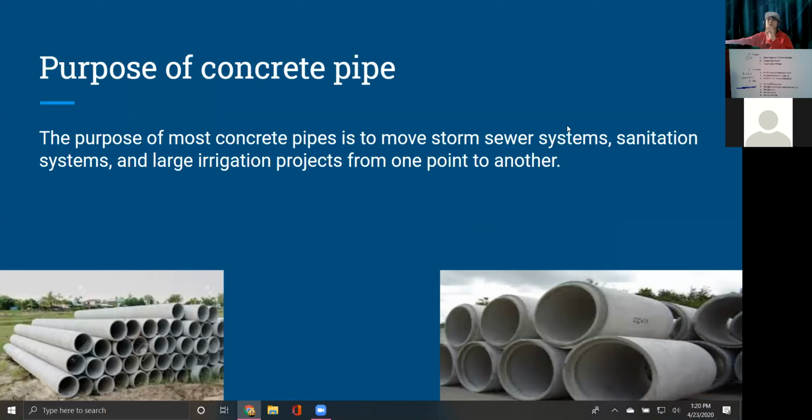Purpose of concrete piping. The purpose of concrete piping is to move drainage from one place to another.